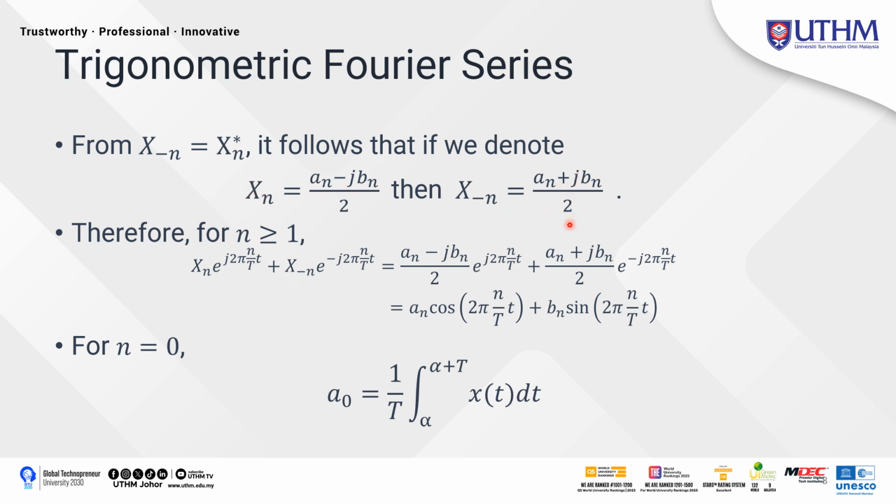There's a conjugate difference. Alright, normally we will find, for n equal to 0, a0 equals 1 over T integration of x(t) dt. So this is the formula that you need to remember. Okay, in order to find the trigonometric Fourier series, first of all, we will find for n equal to 0 the a0 value, which you will use later on.